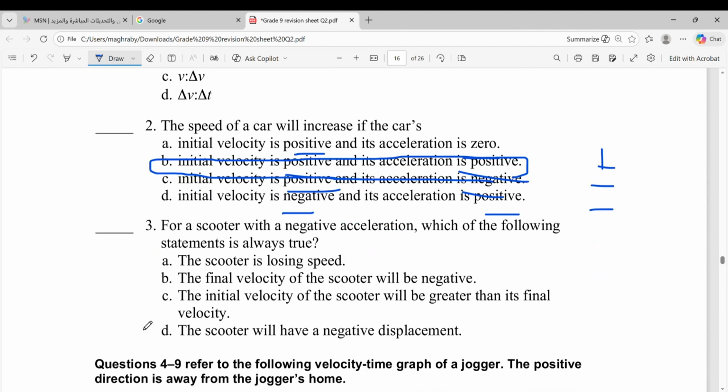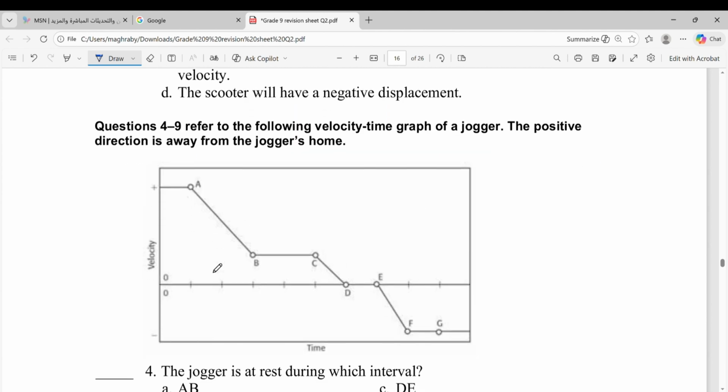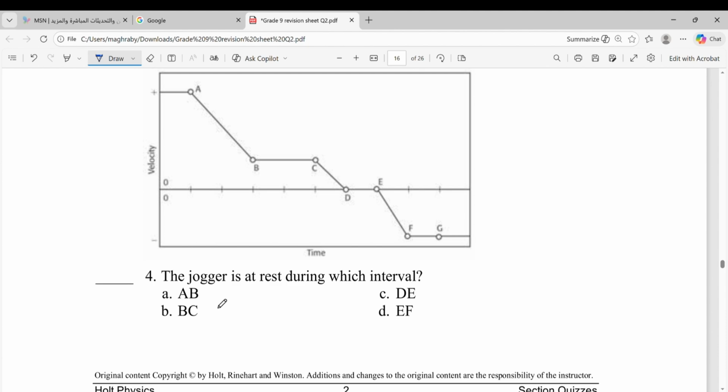Let's get to the scooter with negative acceleration. Which of the following statements is true? If it has negative acceleration, we said the initial velocity is larger than, we solved this before in the last quiz. Let's get to this one. The jogger is at rest from this one because the velocity is constant. Is this right or wrong? Here the velocity is constant.